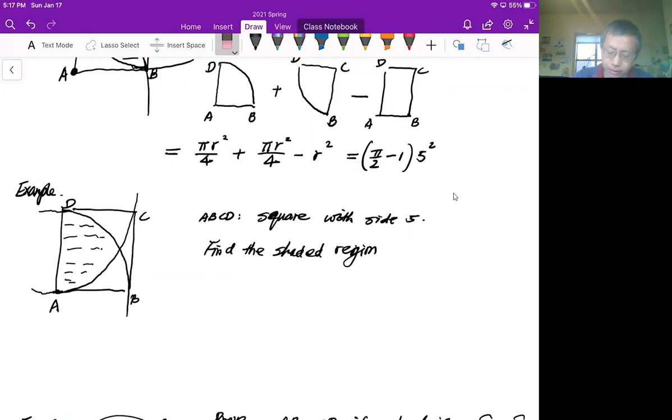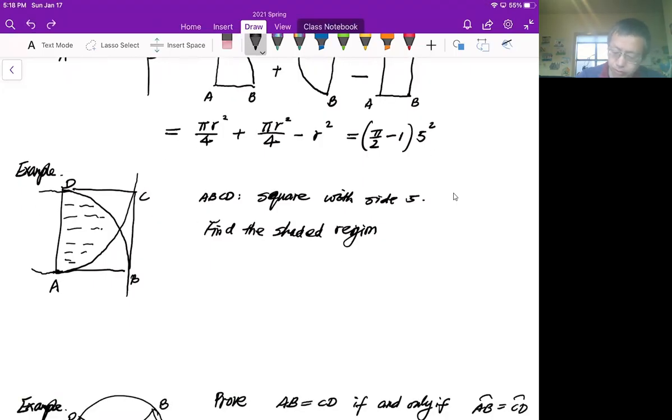All right, so let's see. Let me try to work on that one. Basically, suppose this is an intersection point. Right, so suppose this is the intersection point E. I'm going to connect DE and AE. I'm going to show you that the shaded region is actually the following.